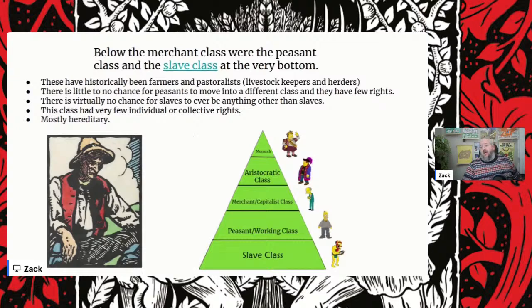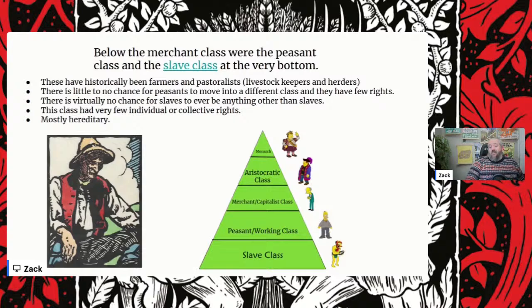Below that merchant class were the peasant class and the slave class at the very bottom. These have historically been farmers and pastoralists, that is to say, livestock keepers and herders. There's little to no chance for peasants to move up into a different class, and they had few rights. There's virtually no chance for slaves to ever be anything other than slaves. This class had very few individual or collective rights.